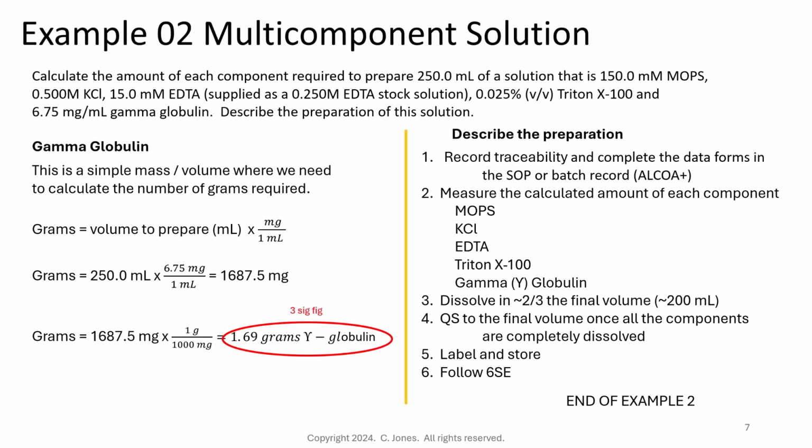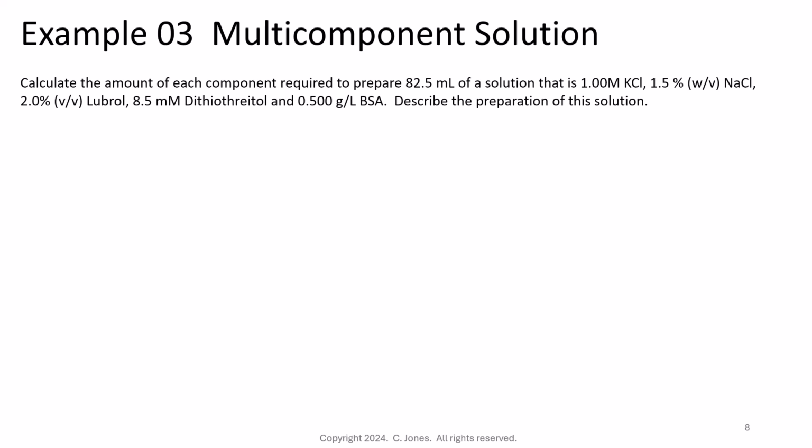The last example, if you've made it this far, example 3, is calculate the amount of each component required to prepare 82.5 mLs of a solution that is 1 molar KCl, 1.5% weight/volume NaCl, 2.0% volume Lubrol, 8.5 millimolar dithiothreitol, and 0.5 grams per liter BSA.